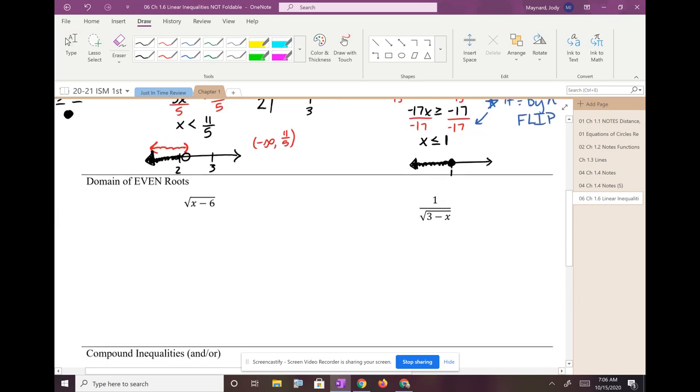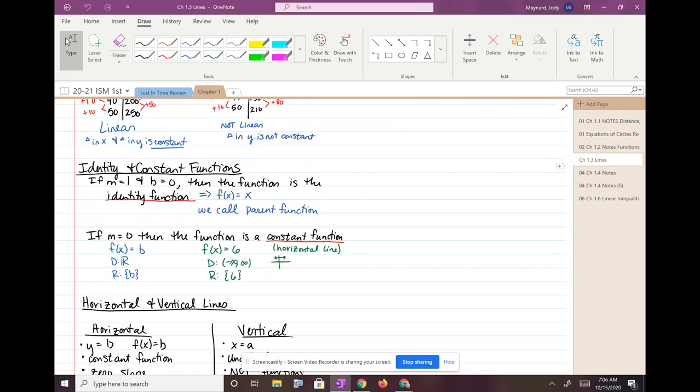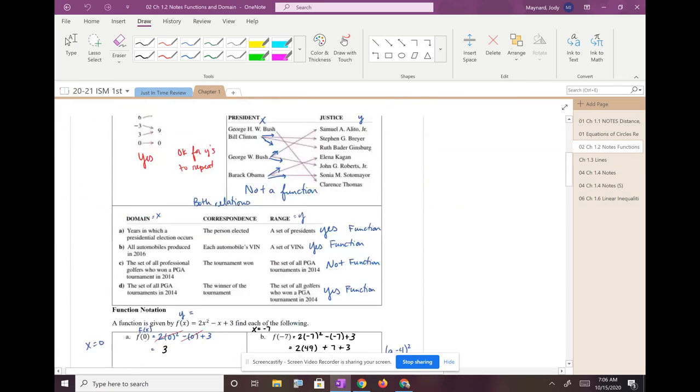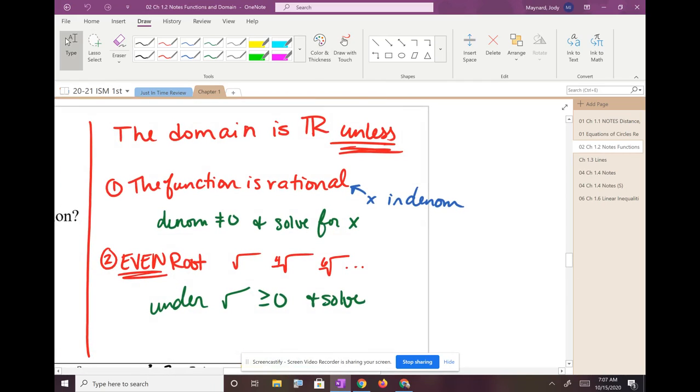All right, let's remind ourselves of domains of even roots. They take the domains up to another level this time. So let's go back and look at domains from chapter 1.2. The domain is all real numbers unless 2 things. The function is rational, aka there's an x in the denominator, right? You cannot have 0 in the denominator. Or you have an even root. So remember, you cannot take the square root or the fourth root of a negative number underneath in the radicand. So the stuff underneath needs to be greater than or equal to 0.